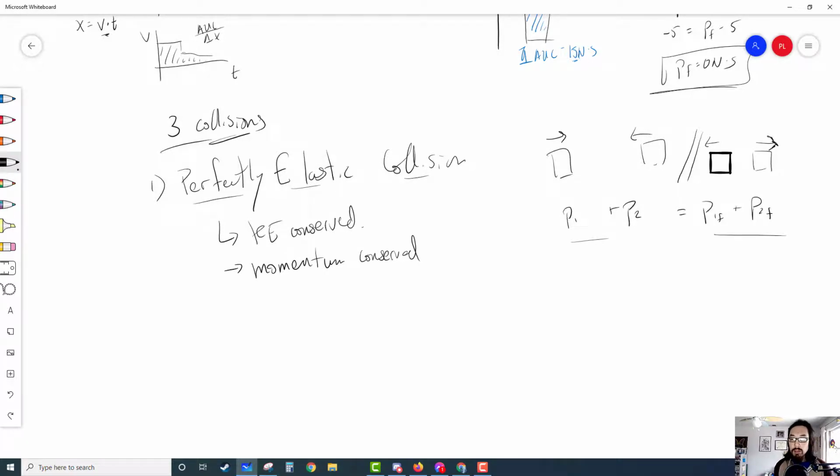The momentum you have initially, and the initial is always on the left, is what you have after the collision, which is the final. And from there you can replace P with M times V and go on from there.